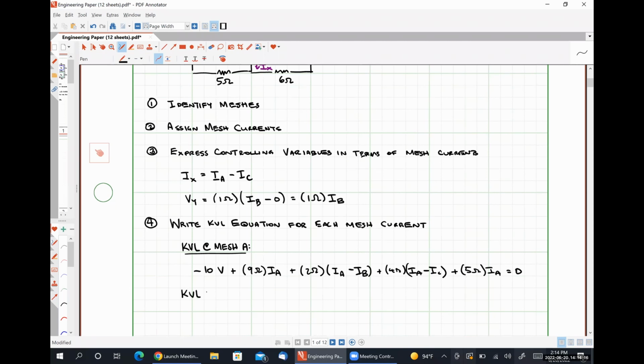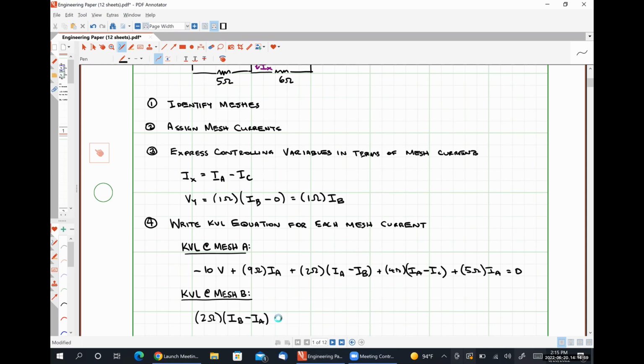Now we would write a KVL equation around mesh B, where we will follow mesh current B, or IB, as it flows into the positive polarity terminal of every resistor it sees, okay? So the first thing that mesh current B sees, as we follow it from the bottom left-hand corner of mesh B, would be the 2 ohm resistor. Since mesh current IB is now flowing into the positive polarity terminal, we're going to have IB minus IA.